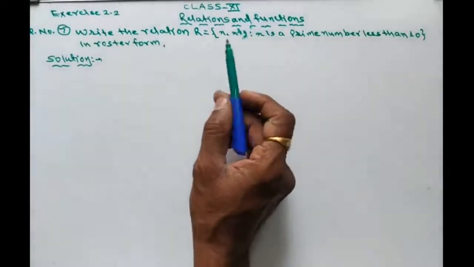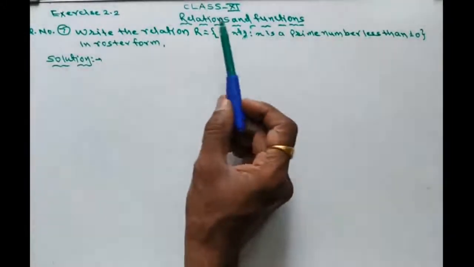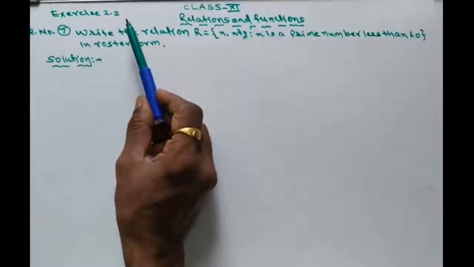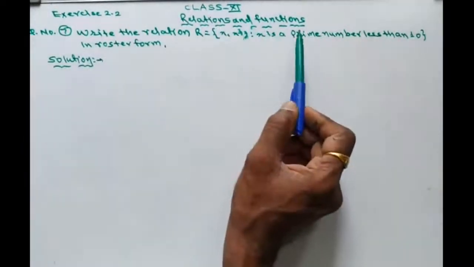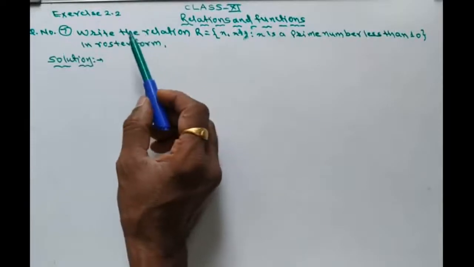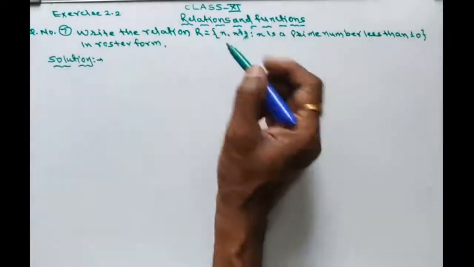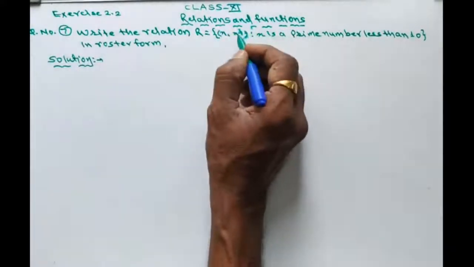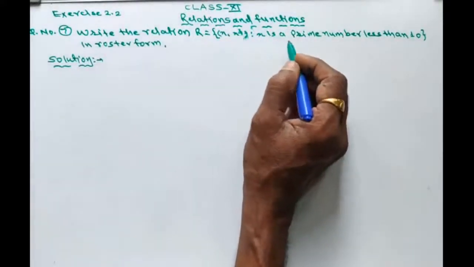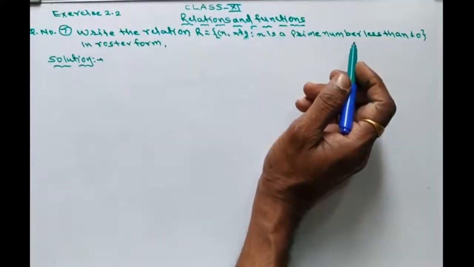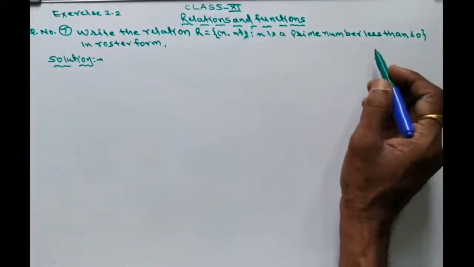Students, in today's video, see some questions in exercise 2.2 under the chapter relations and functions. Question number 7 is write the relation R of order pairs x cube such that x is a prime number less than 10. You know, students, what is a prime number?